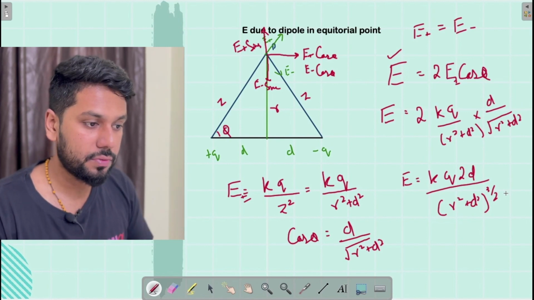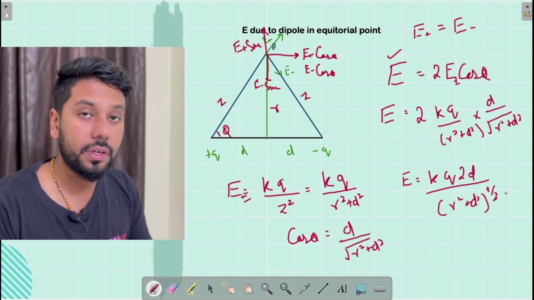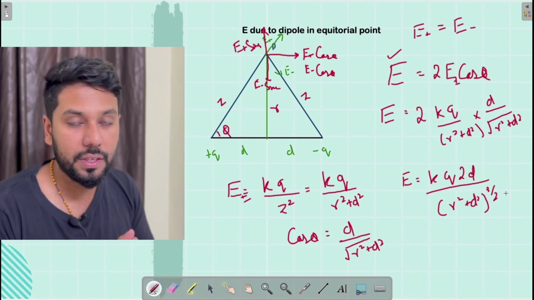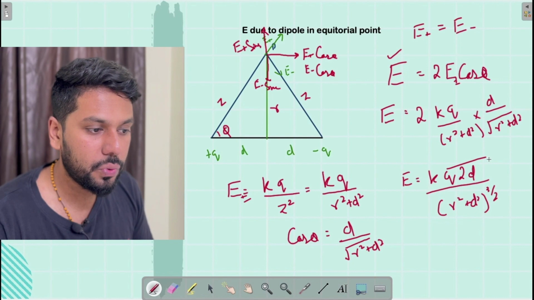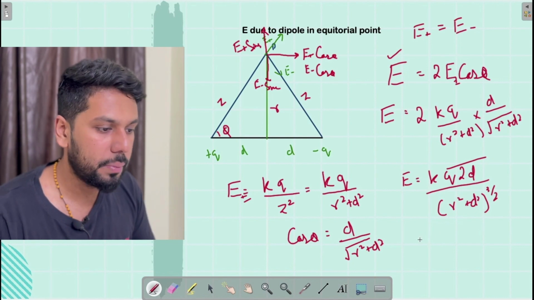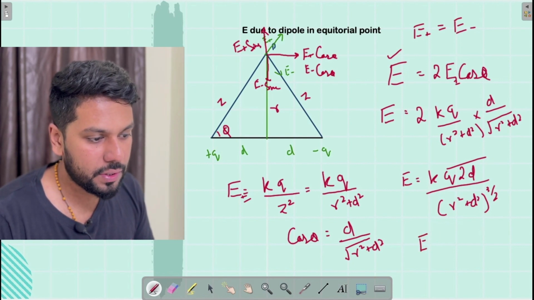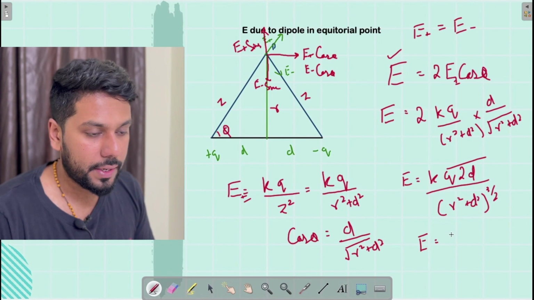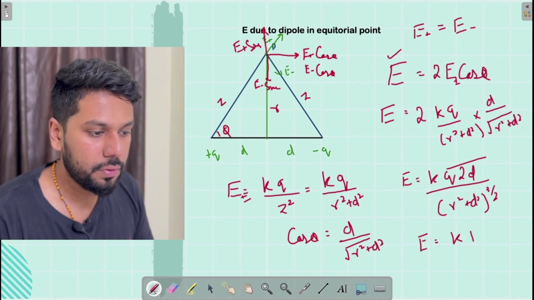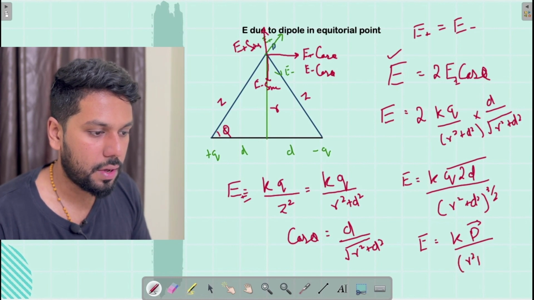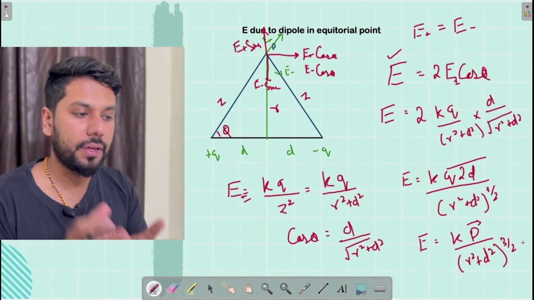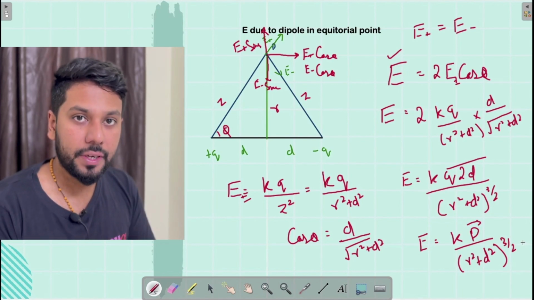Because we are multiplying R square plus D square into root of R square plus D square, so power 3 by 2 it becomes. Right, now you very well know that Q into 2D is dipole moment. So my electric field at that point is K into dipole moment by R square plus D square power 3 by 2.